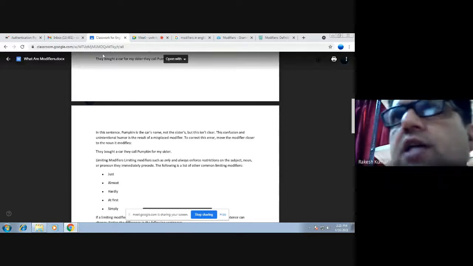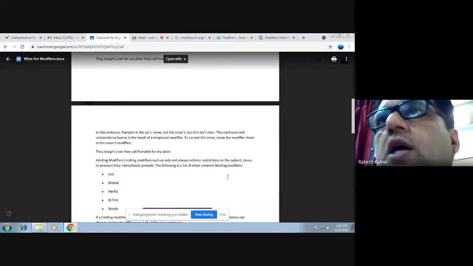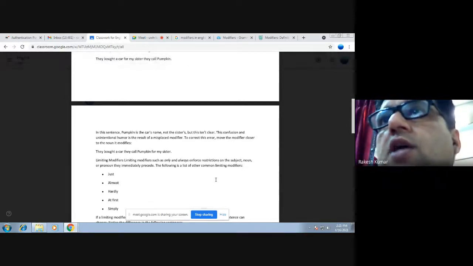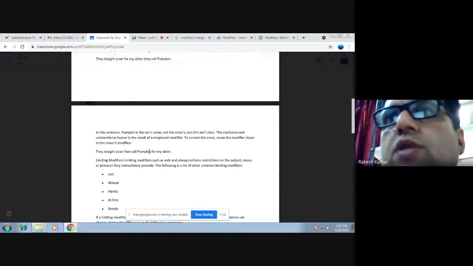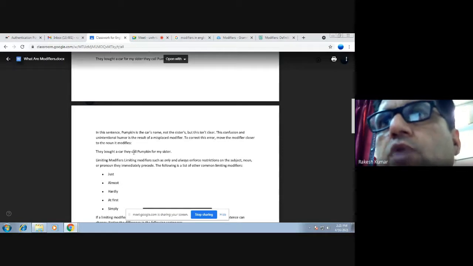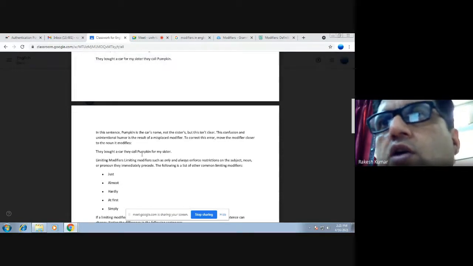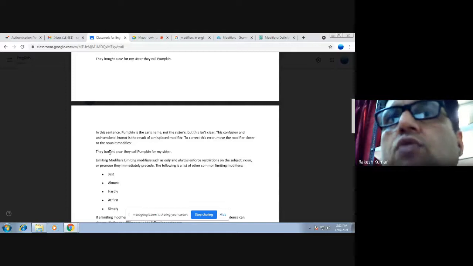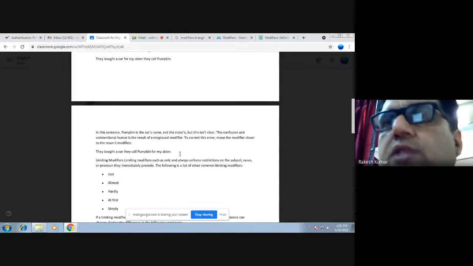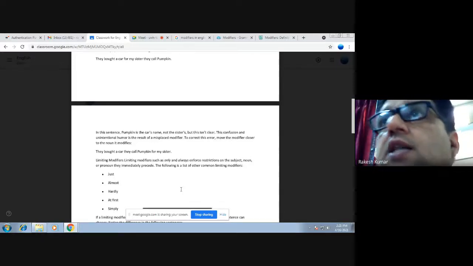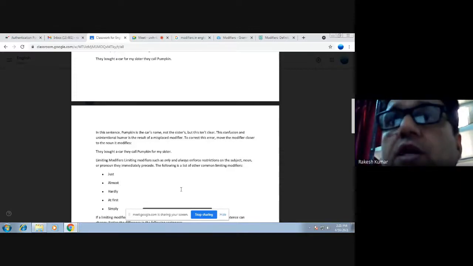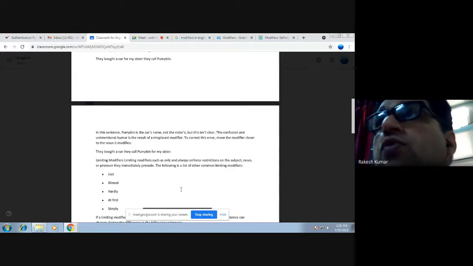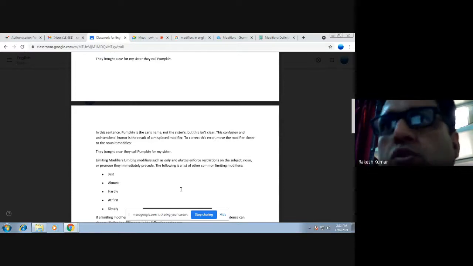See, in the first sentence, they have written, they bought a car for my sister they call pumpkin. But here they said that they bought a car they call pumpkin. So they brought that pumpkin near to it so that you could understand they bought a car they call pumpkin. It means they were calling the car pumpkin, not the person, for my sister. So that is how modifiers clear up what exactly we are saying. Sometimes these kinds of words create ambiguity or confusion because we do not know exactly what the speaker wants to say.